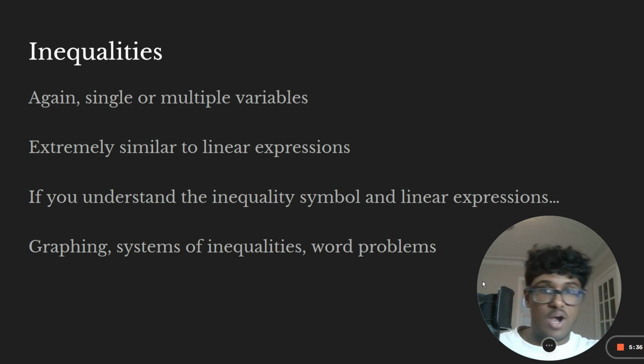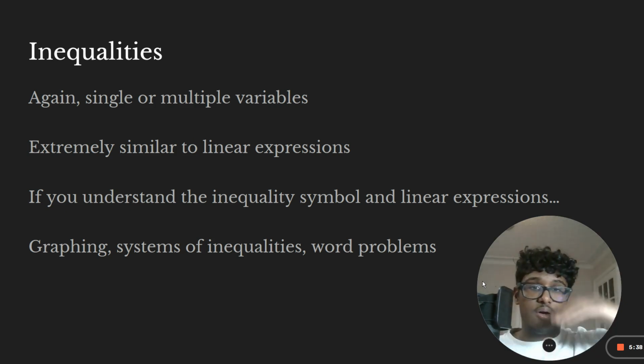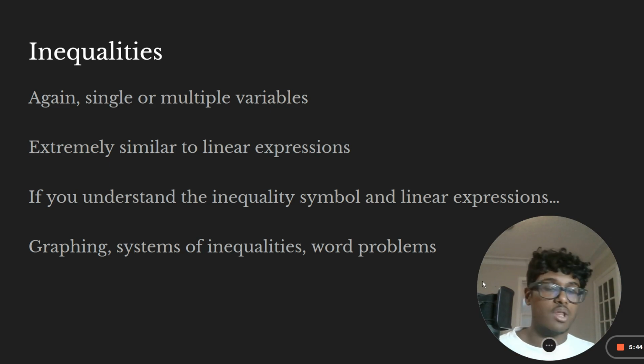You're going to need to know how to graph them, which side of the graph is the shaded portion, which means which side the points are actually referencing, because it's an inequality. It's no longer just a strict answer. And you need to know systems of inequalities, when you have more than two variables and two equations, and you have to solve for both, and word problems. I've already been through it. Once you master all of them, word problems come easy.